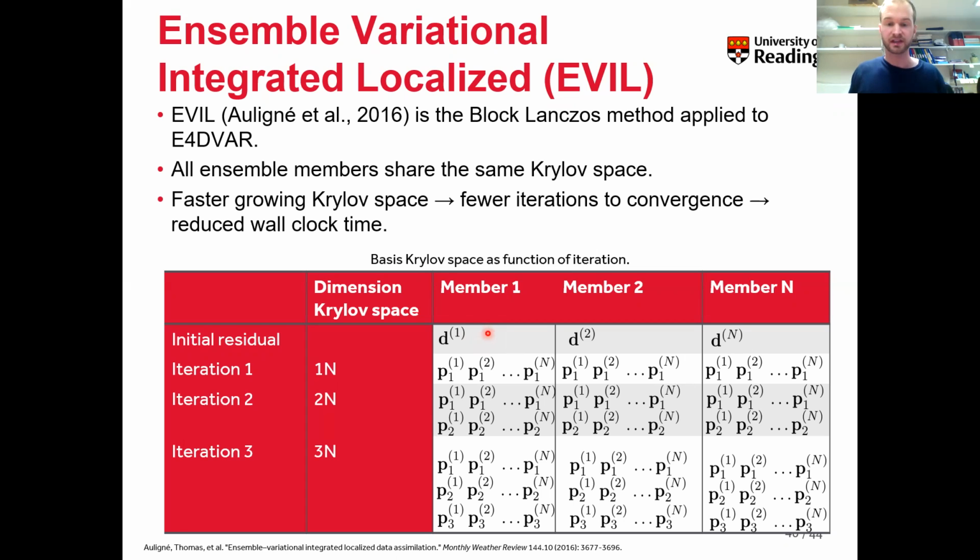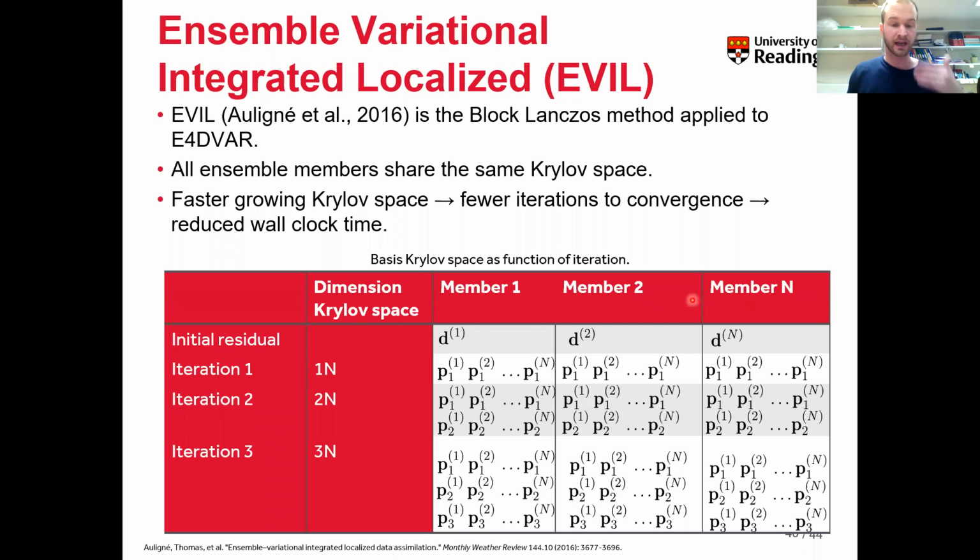And then you end up with a whole set of Krylov basis vectors, and the idea is that before you start to project your residual on this Krylov basis, you take all the Krylov basis vectors you get from the different ensemble members and put them together to form one big Krylov space, and then you project the residual of each ensemble member onto that big Krylov space.